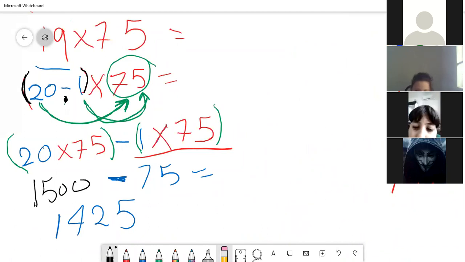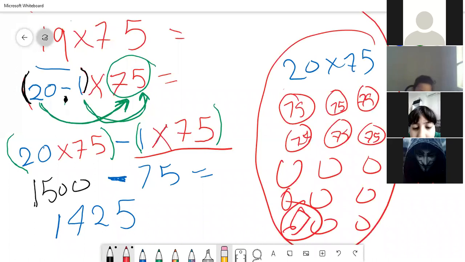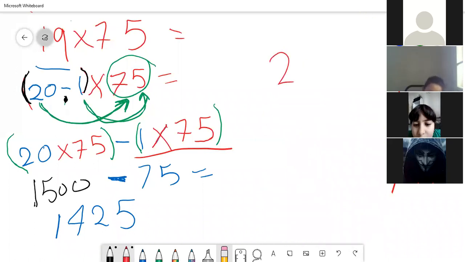I'm explaining why we put 20 minus 1 times 75, which is the same as 20 times 75 minus 1 times 75. Why? Because 20 times 75, what does it mean? 20 times 75.